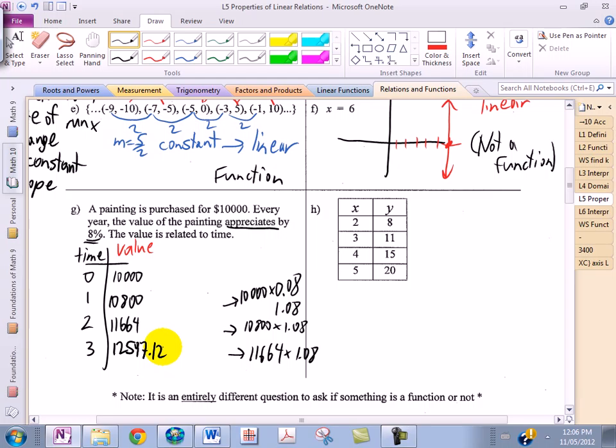Okay, so what you notice here, you go up by 800. Here you go up by a lot more. You actually go up by 864. And here you go up by even more, 933.12. So is this linear or not? No. Is your rate of change constant? No way. Your rate of change is increasing. Here it's small and there it gets larger. So this is not linear.